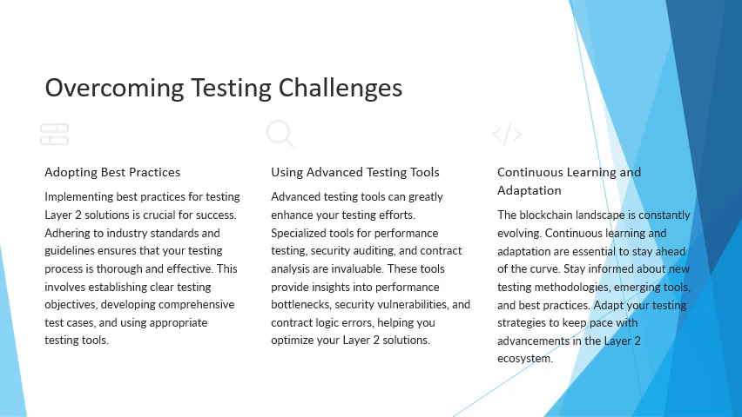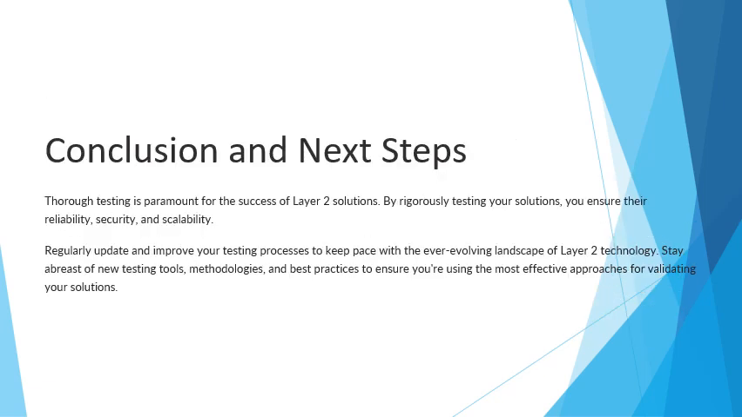Also, continuous learning and adaptation. As the blockchain landscape is constantly evolving, continuous learning and adaptation are essential to stay ahead of the curve. We need to stay informed about new testing methodologies, emerging tools, and best practices. Adapt our testing strategies to keep pace with advancements in the layer 2 ecosystem.